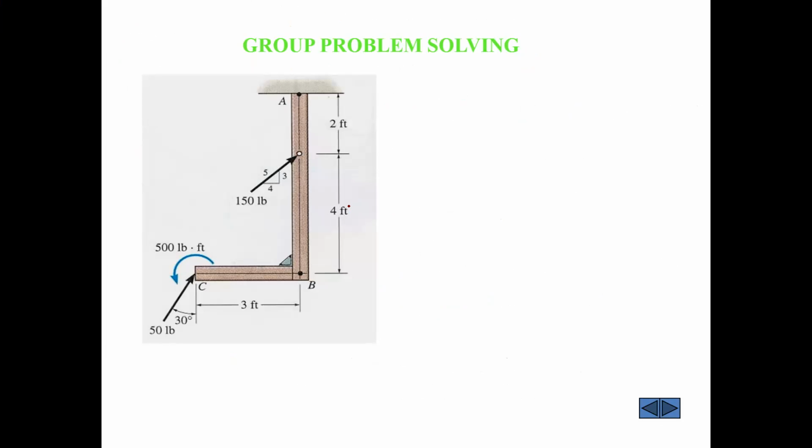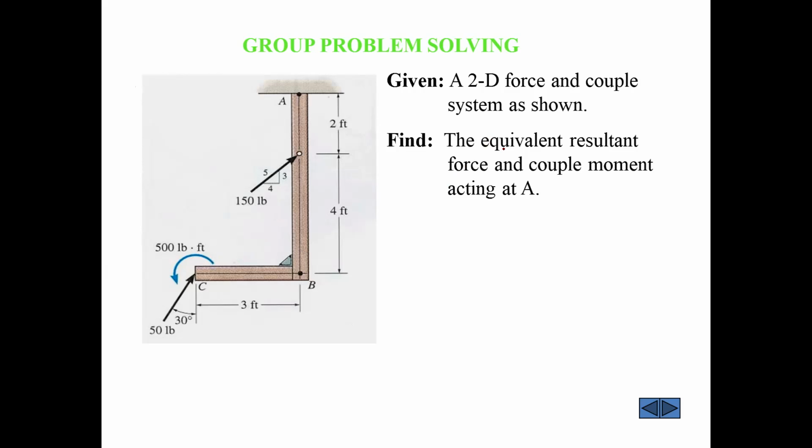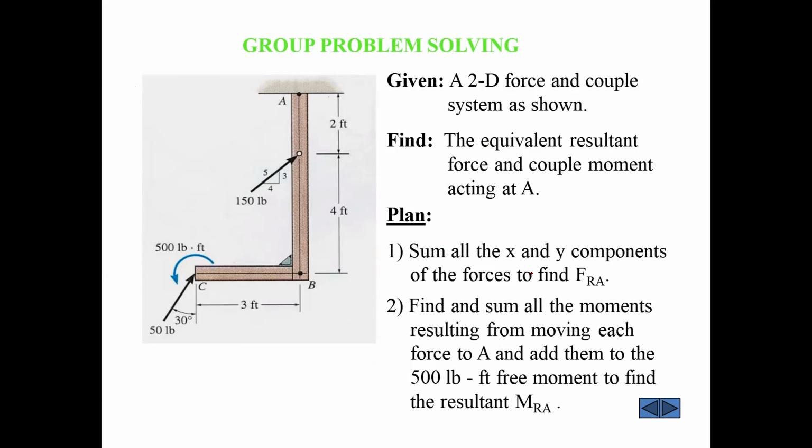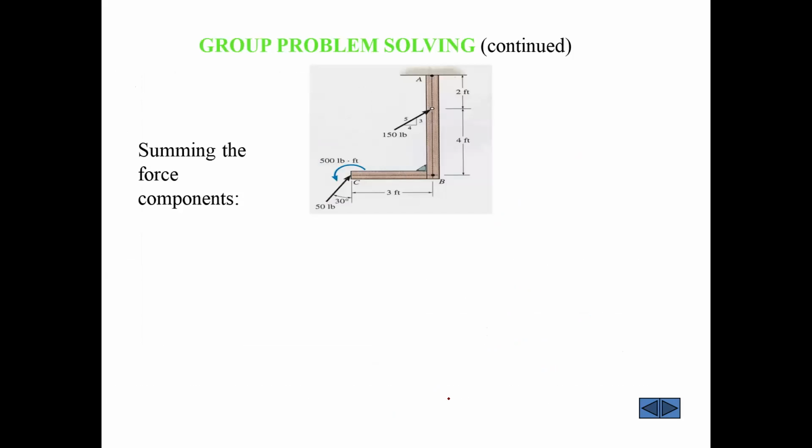What about this guy here? It's the same thing. Let's just see what they're asking us for. You have a 2D frame, equivalent resultant force, and coupling moment acting at A. So you find the components. I must find the sum of the moments resulting from moving each force to A, and add them to the 50. So whatever, when you finish finding your resultant force, you're going to add the 50 to it, and you're going to do the same process. So that's what it is asking.